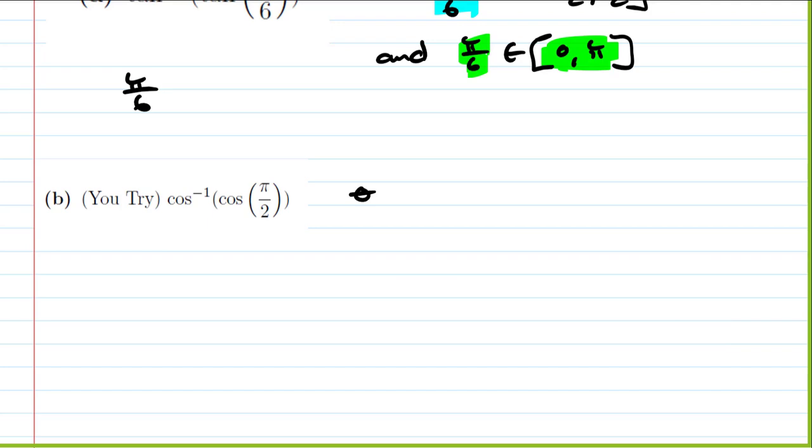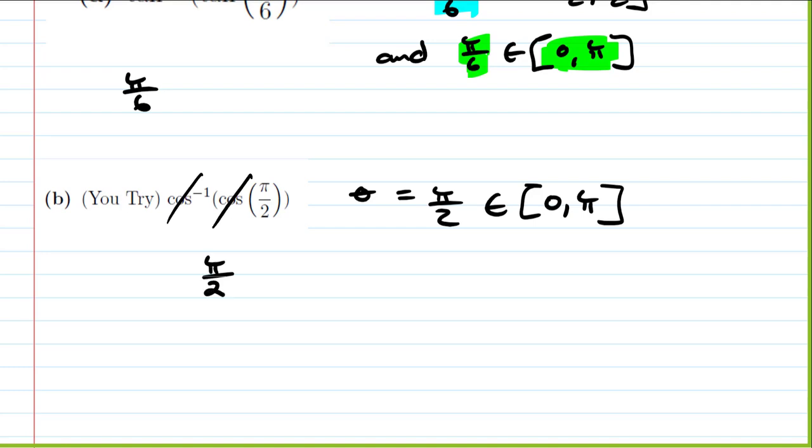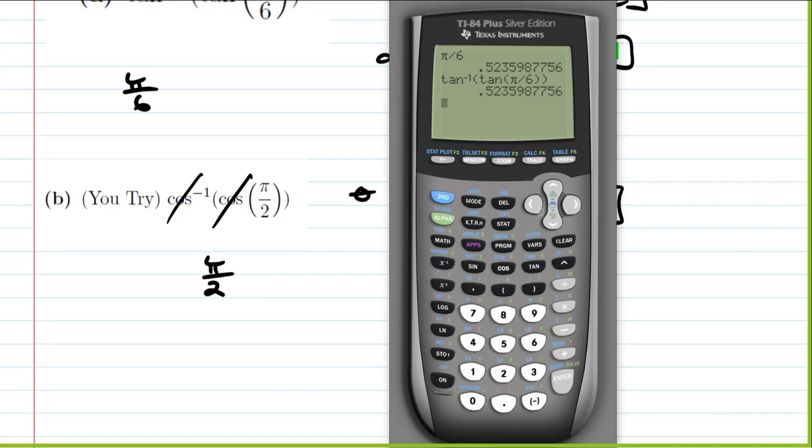All right, so our theta this time is pi over 2. And once again, pi over 2 is in the range 0 to pi, so we're good. So these two are inverses, and they just undo each other, and we get pi over 2. And once again, we could check that. So cosine inverse of the cosine of pi divided by 2. And we want to check, does that equal pi divided by 2? And indeed, the answer is yes.